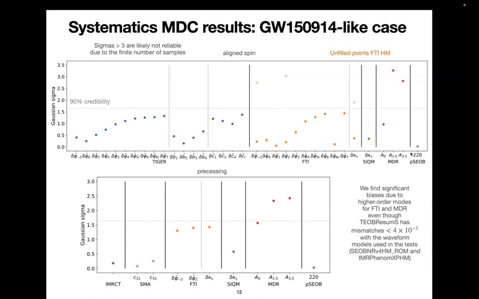And for PSAB, it's also fine. So in this case, we have fewer results, but we do have the ringdown test, looking also fine. Aligned spin, subdominant multipole amplitudes, also looking fine. FTI here, again, just the dominant mode looking fine. And in MDR, it's also getting a bit less good even for alpha equals zero, but PSAB is still fine, even though it's also using just an aligned spin waveform model.